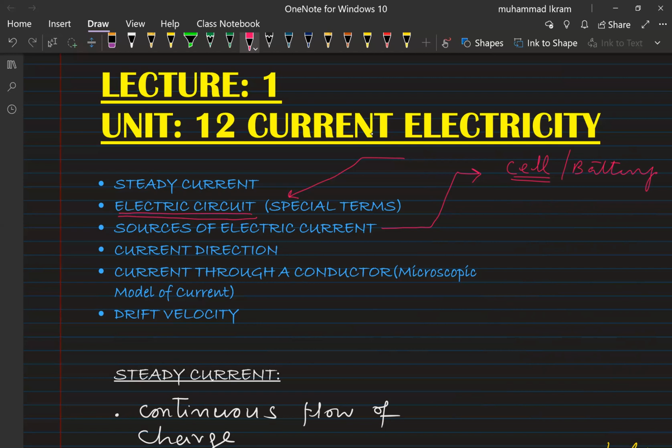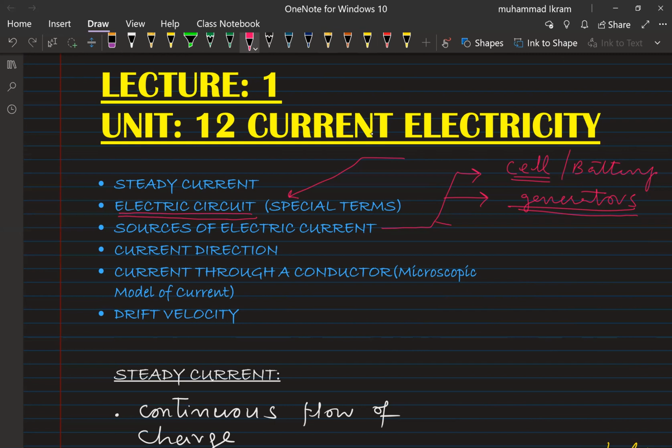So second, we have the secondary cells and the primary cells. Primary cells, once used, we can dispose of, and secondary cells can be recharged. Besides the cells, we have the generators also. Generators in fact convert mechanical energy into electrical energy.